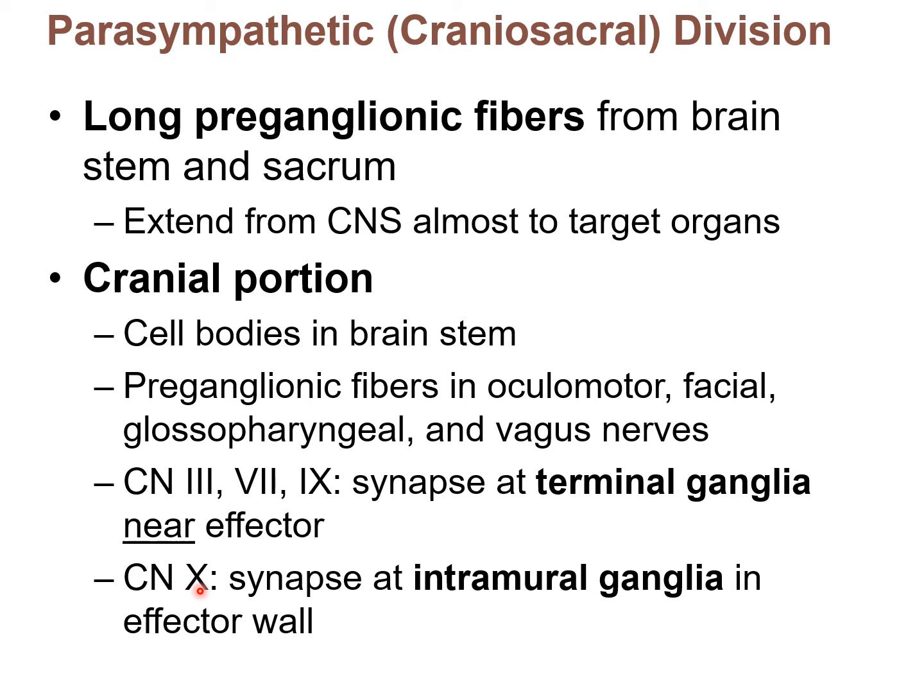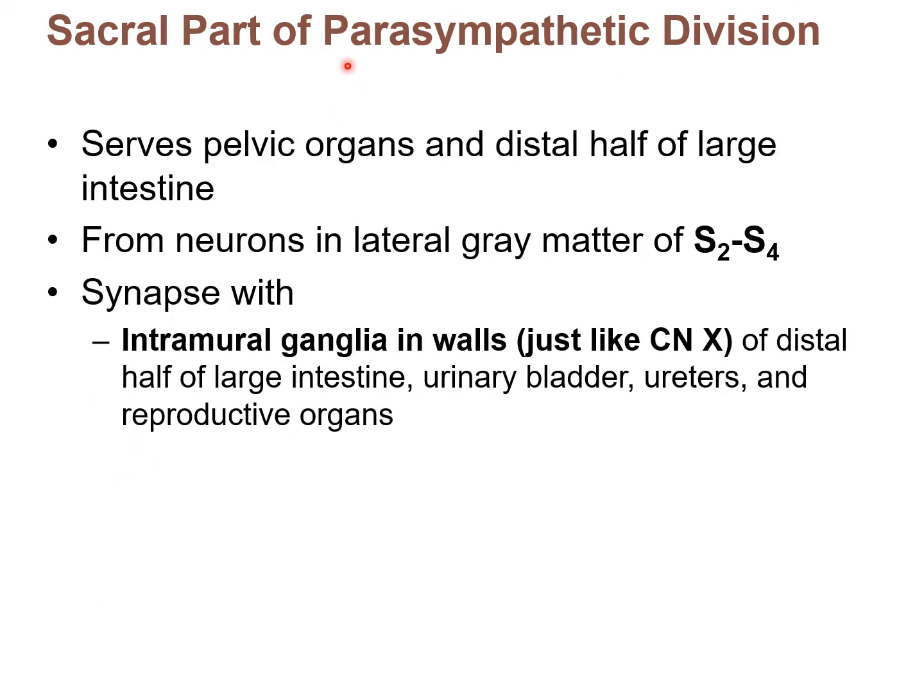Well, those ganglia have names in the parasympathetic division. If we're talking about these three cranial nerves, 3, 7, and 9, the ganglia are called terminal ganglia collectively. Cranial nerve 10 uses intramural ganglia. This will be a lot easier to understand when we get to the picture, but let's go through the sacral portion. Here's the cranial portion, but let's go through the sacral portion of the craniosacral division, which is the parasympathetic nervous system. So parasympathetic division, also called the craniosacral division. We saw on the previous slide that the cranial portion is cranial nerves 3, 7, 9, and 10.